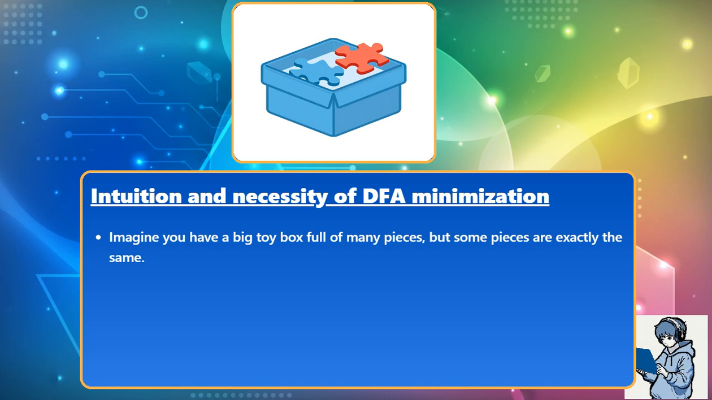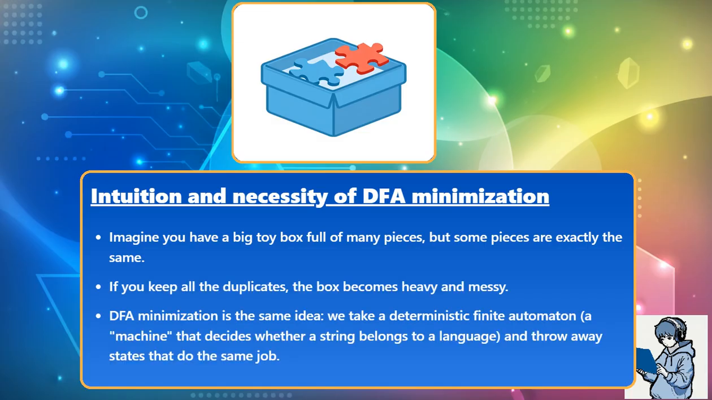Imagine you have a big toy box full of many pieces, but some pieces are exactly the same. If you keep all the duplicates, the box becomes heavy and messy. DFA minimization is the same idea. We take a deterministic finite automaton, a machine that decides whether a string belongs to a language, and throw away states that do the same job.